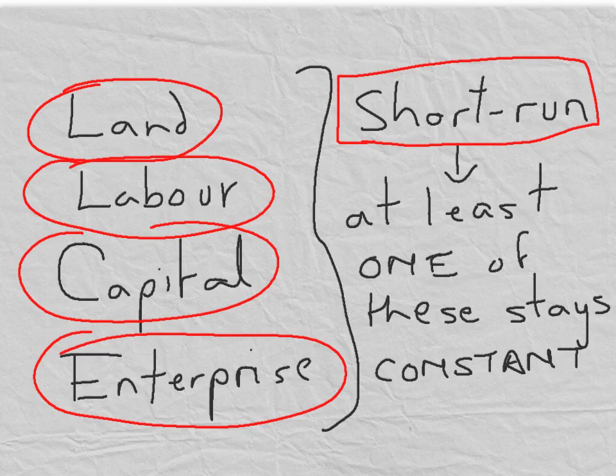The meaning of the short run is any period of time during which at least one of these four factors of production stays constant and doesn't change. So as long as one of these is constant, we are in the short run. And this is the period of time over which we are going to analyze this supply idea.